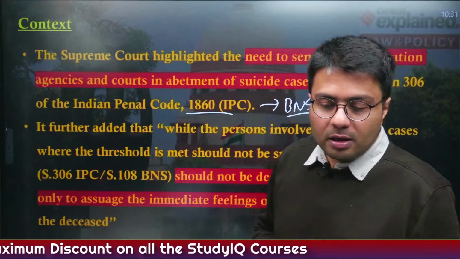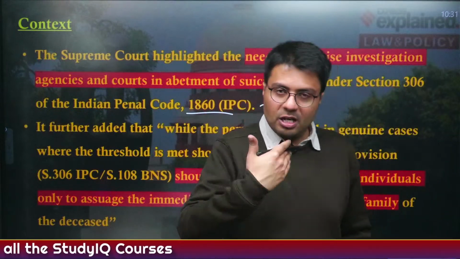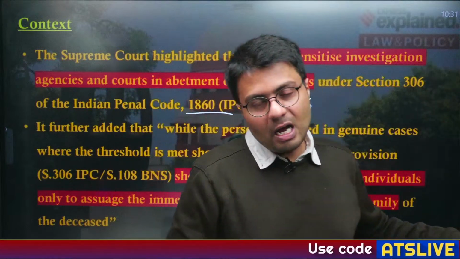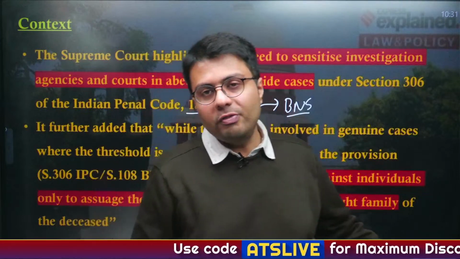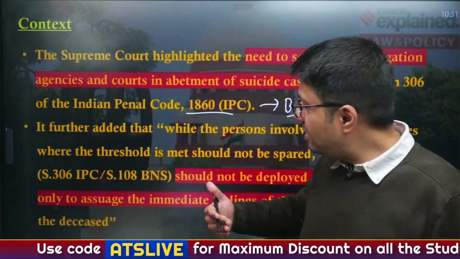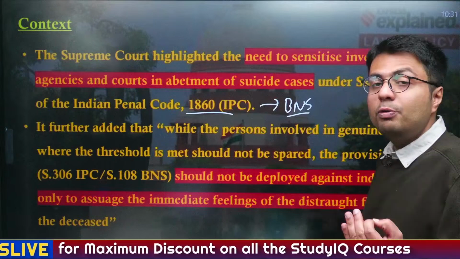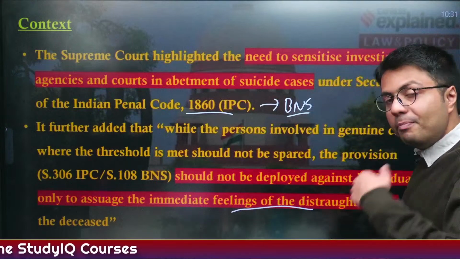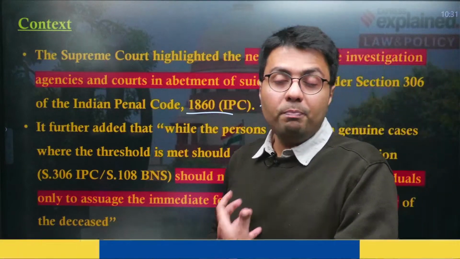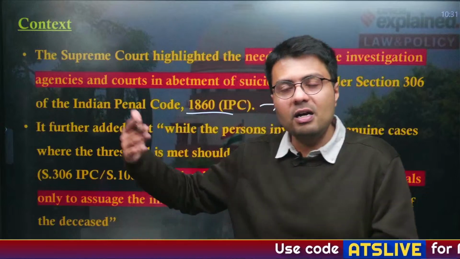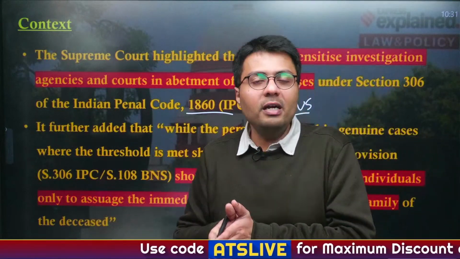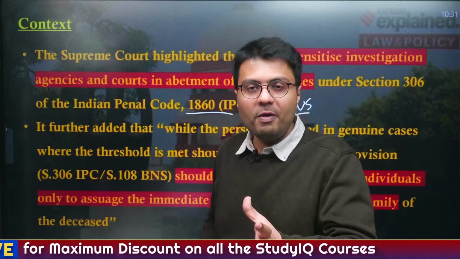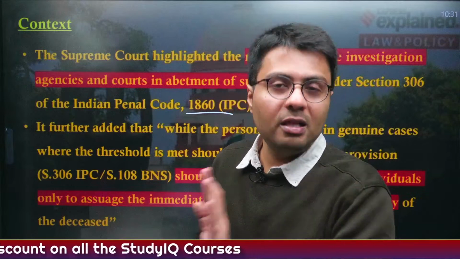Now the Supreme Court in this regard held that while there are genuine cases where people are forced into committing suicide and those should be held accountable and prosecuted according to the law of the land, there is also a need for the investigative agencies to ensure that such provisions are not deployed against individuals, particularly because family members of the person who has died by suicide may feel that another person is to blame. So the requirement here for the investigative agencies is to see whether the person accused of abetment of suicide has actually participated in the crime or not.